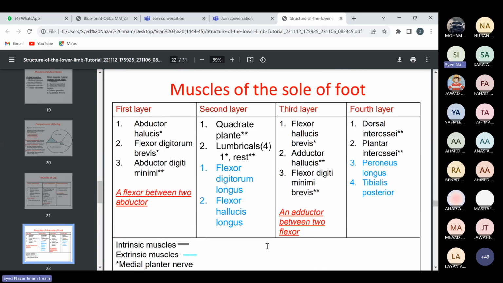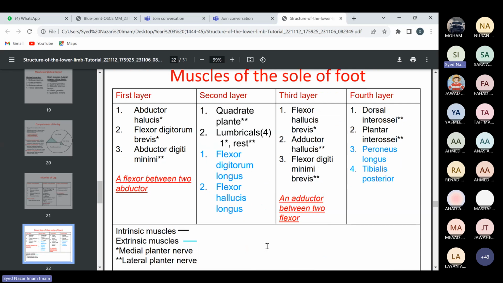Muscles of the sole of the foot. This we don't ask in the OSCE exam, but you have to just remember how many layers we have and what are the muscles in the different layers. In the first layer, we have a flexor between two abductors. What is a flexor? Flexor digitorum brevis, and two abductors: one on the medial side, abductor hallucis, one on the lateral side, abductor digiti minimi.